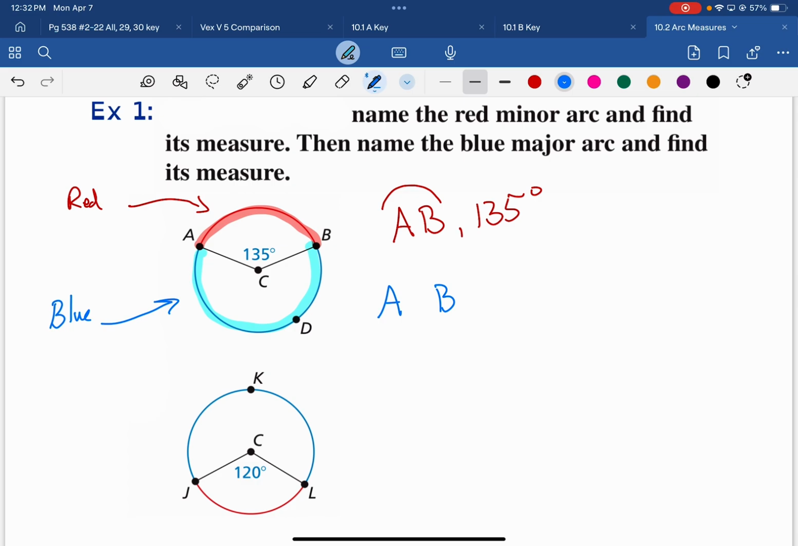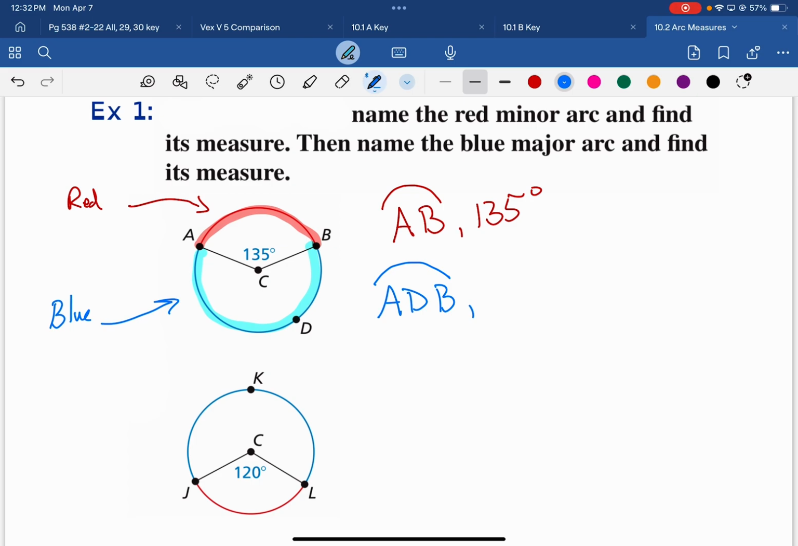Now, the middle letter is just going to be somewhere on that arc between A and B on our blue there. It's just going to be another letter. So what's the other letter that's on that arc? D. So it's going to be A, D, B. And put an arc over it. Okay. So we could do A, D, B, or we could have done B, D, A. Now, does anybody know how we're going to figure out how much arc ADB equals?